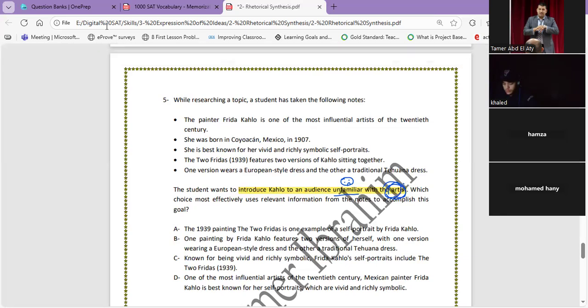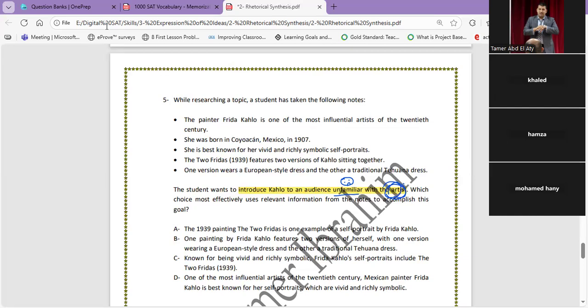Okay, I got the answer from Zain. I got the answer from Khalid. From Luma. Waiting for Hamza and Muhammad Hani. Take care, please. I want something to introduce Kahlo. Kahlo is the artist. If you read up, you're going to find that Frida Kahlo is the artist, but we need to talk more about her.